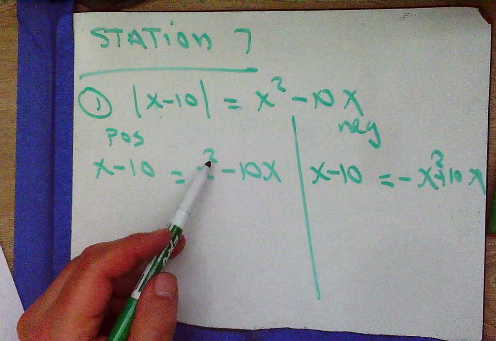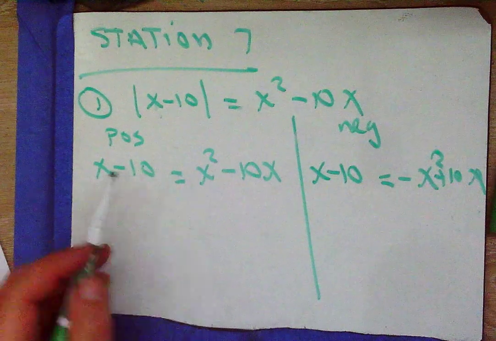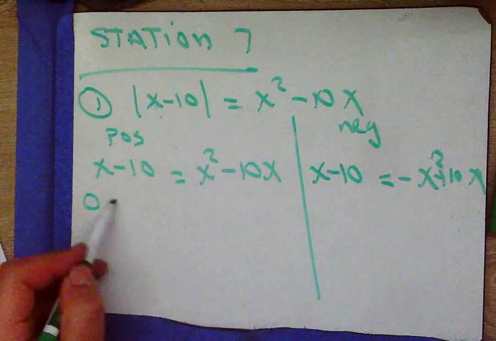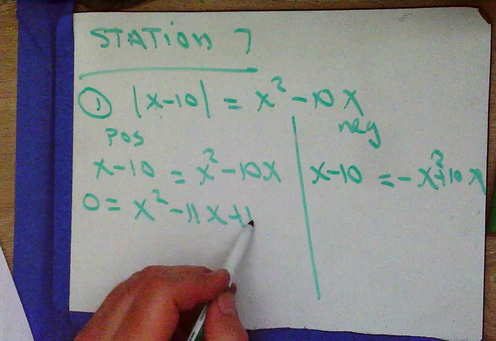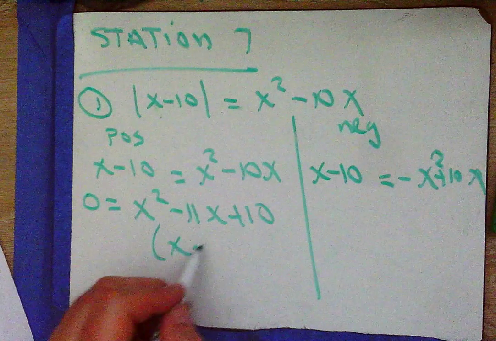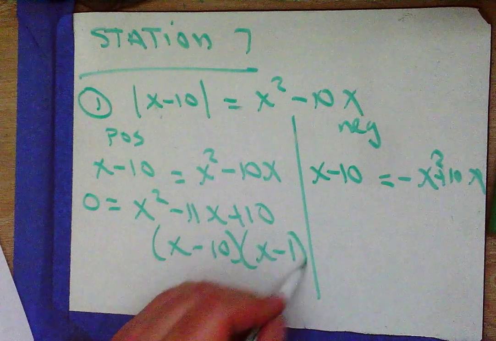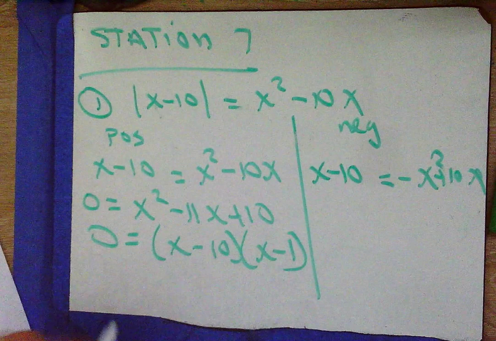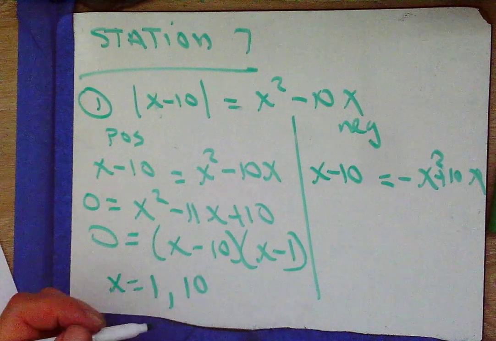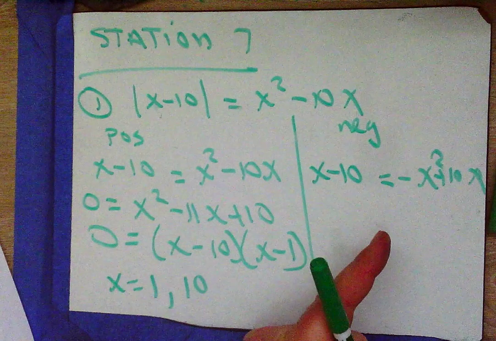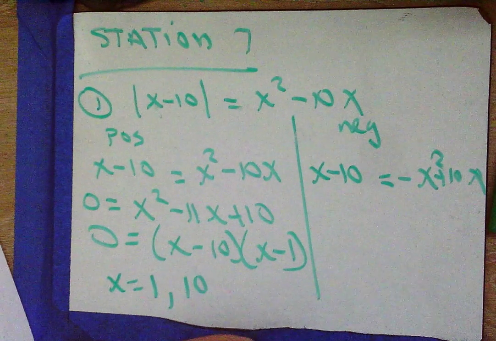All right, let's solve each of these. I see an x squared, so I know I want to move everything onto one side. So this is going to be equal to 0. X squared minus 11x plus 10. That's going to factor as x minus 10, x minus 1. When I set each factor equal to 0, I get x equals 1 and x equals 10. Why don't you do this one? Come back when you're done.